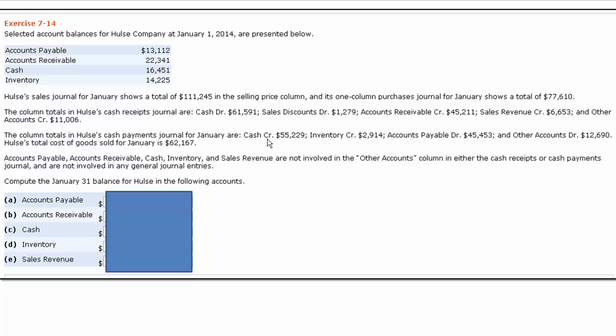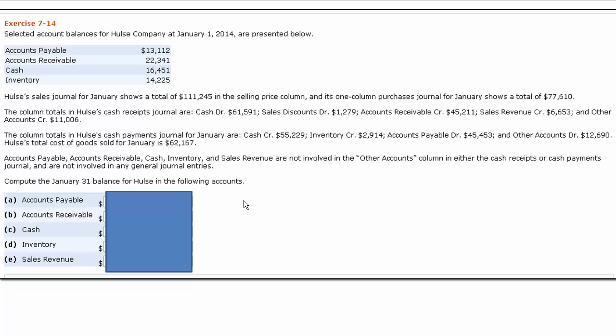Okay, the next note says the column totals in Hulse's cash payments journal, this represents cash payments, were $55,229. That's a credit, right? Cash we actually spent. There was a credit to inventory of $2,914. Accounts payable debit of $45,453. So that would represent any time we actually reduce the accounts payable, and other accounts $12,690. Now the last comment they tell us is accounts payable, accounts receivable, cash, inventory, and sales revenue are not involved in other accounts. So that means we get to ignore our other accounts column. These accounts aren't impacted. And then you need to compute the January 31st balance.